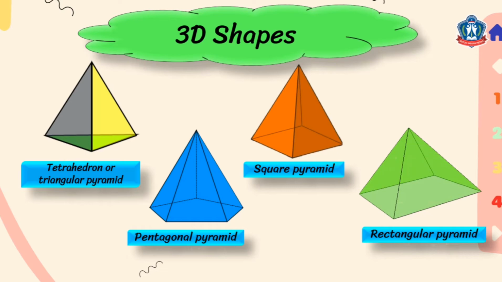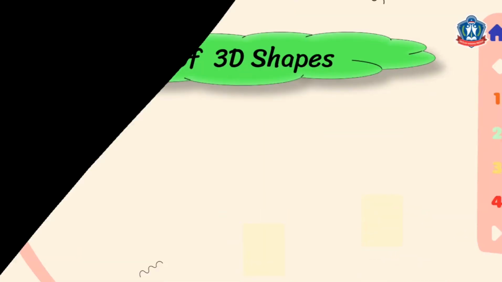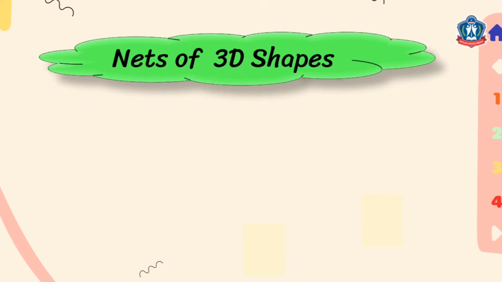So these are the different kinds of 3D shapes. Do you know some other 3D shapes? You can share that during our Zoom meeting. Let's study about nets of 3D shapes. What is a net of a 3D shape? The net of a 3D shape is what it looks like if it is opened out flat. So if we open a 3D shape, that is actually the net.